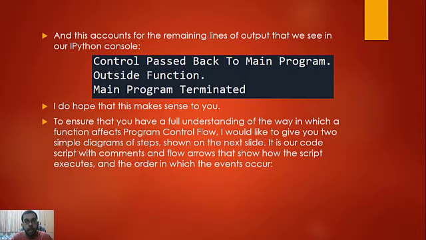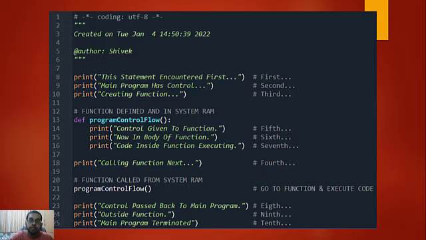To ensure that you have a full understanding of the way in which a function affects program control flow, I would like to give you two simple diagrams of steps shown on the next slide. It is our code script with comments and flow arrows that show how the script executes and the order in which the events occur. First, second, third, fifth, sixth, seventh, fourth, go to function and execute code, eighth, ninth, 10th.